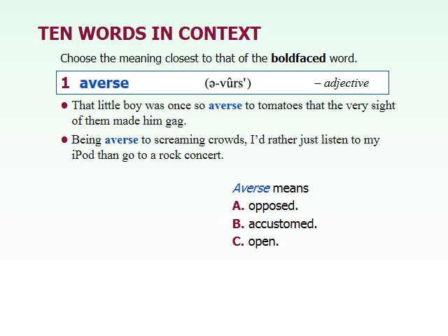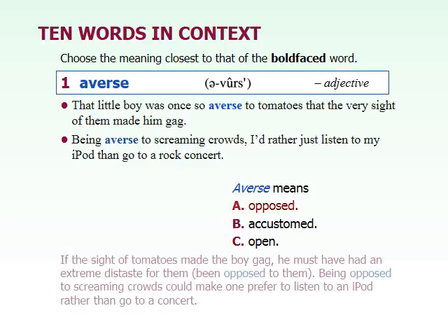All right, so our first word here is averse, and this one is an adjective. That little boy was once so averse to tomatoes that the very sight of them made him gag. Being averse to screaming crowds, I'd rather just listen to my iPod than go to a rock concert. So averse means opposed. And one of the things you'll notice here is that averse is followed by the preposition to. So that's something to keep in mind.